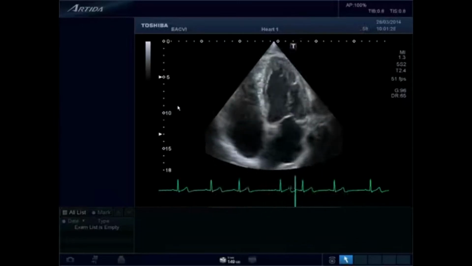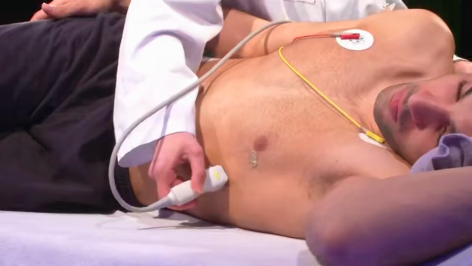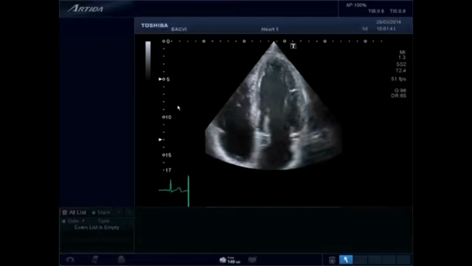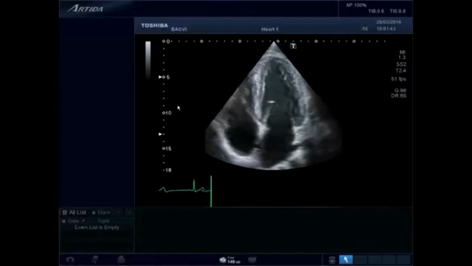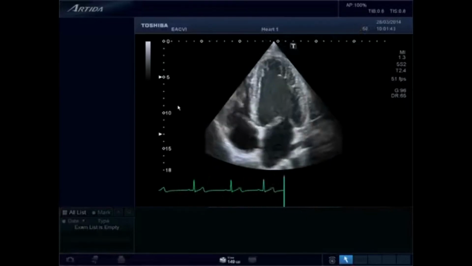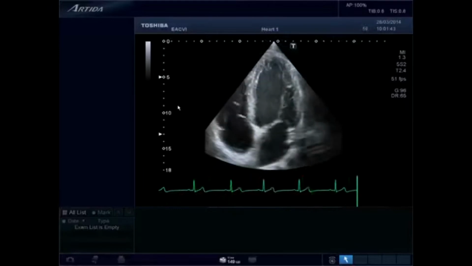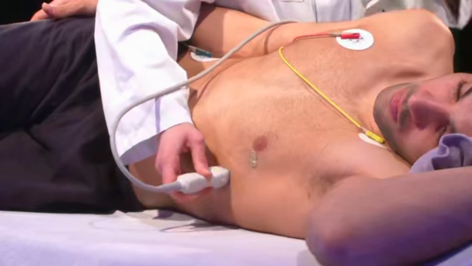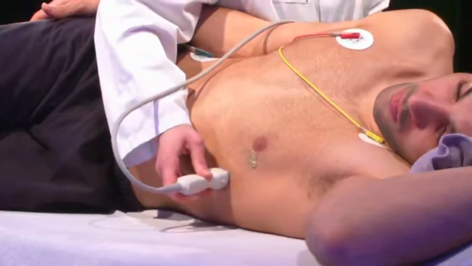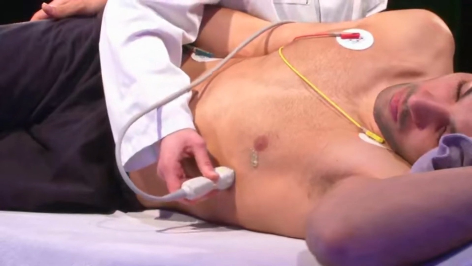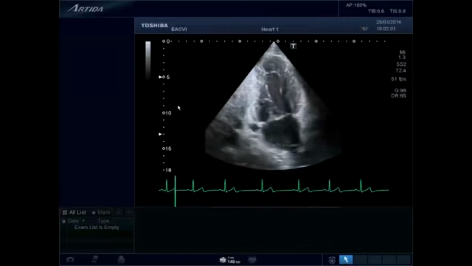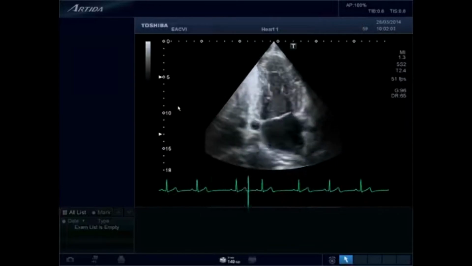So now we will try to obtain an apical two chamber view. So in order to do that, I will try to have a standard four chamber view and then turn my transducer with the marker in the direction of the shoulder of the patient, and I will move just a little bit in order to obtain the standard apical two chamber view.